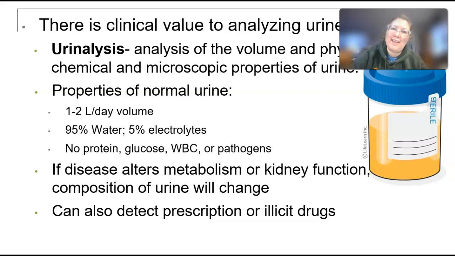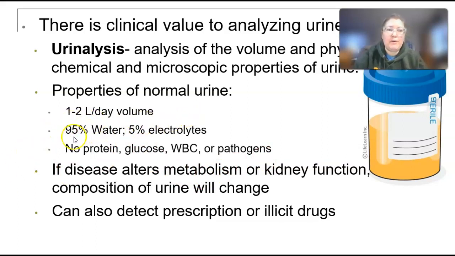We're going to do a model urinalysis lab next week or maybe the week after, depending on how this weather shakes down, so that you can see the process and see what types of things they can be testing for. Normal urine, you should produce between 1 and 2 liters per day if you are well hydrated and drinking enough fluids.